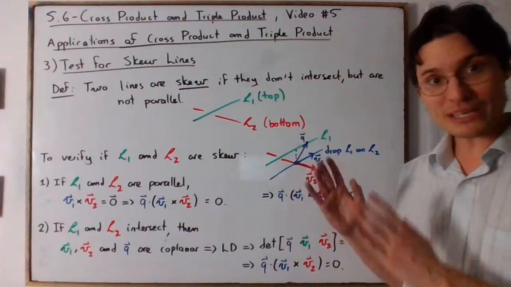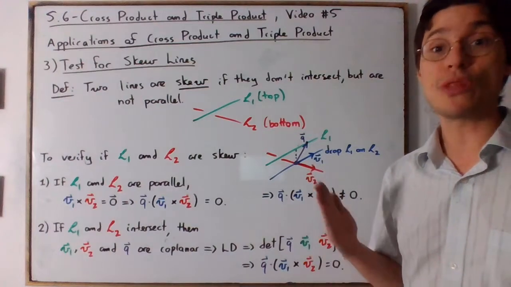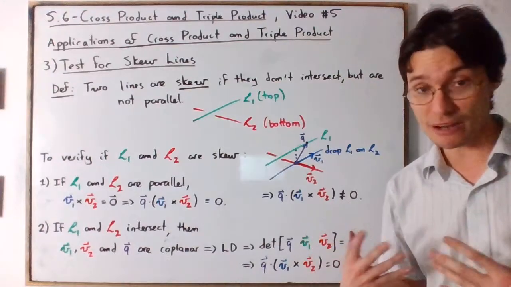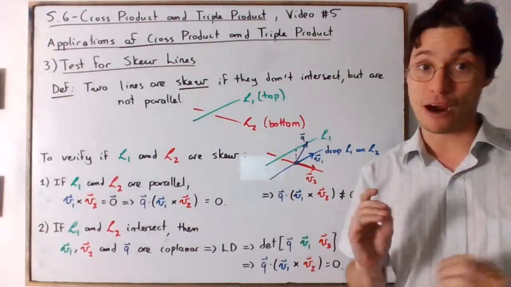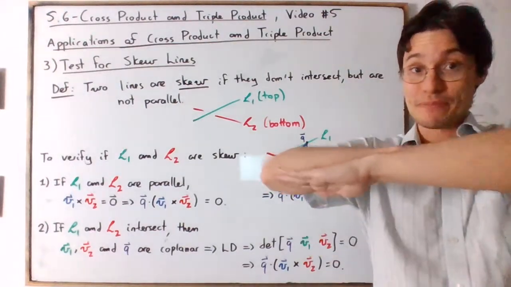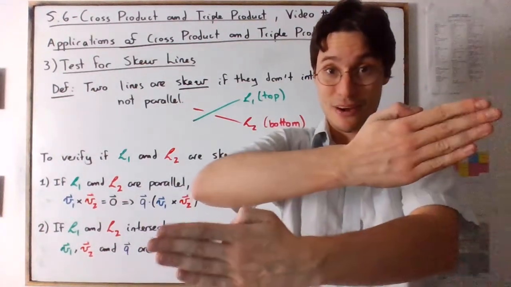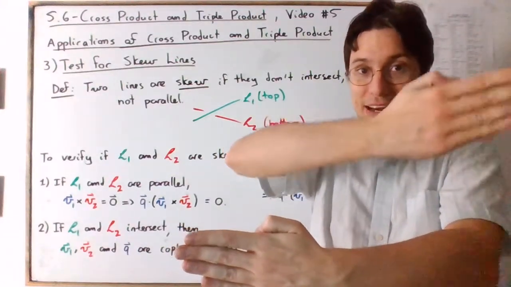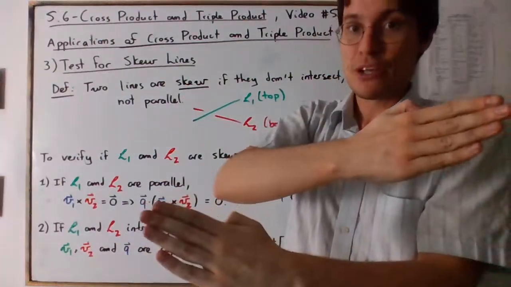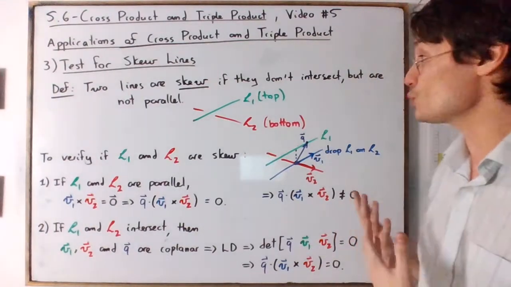I need to explain myself here. Two lines are skew if they don't intersect, but they are also not parallel. And this can only happen in dimensions higher than R2, because in R2 two lines are either parallel, they intersect, or they're the same. So that's the only three possibilities in R2. But in R3, you could have something like this, where you have to imagine that one line is on top of the other, but if you look at it from above, it's crooked. So they are not parallel, but they also don't intersect. We call these skew lines.